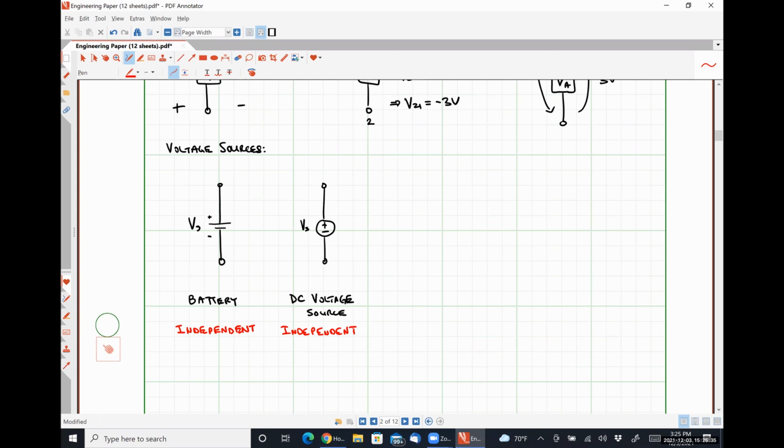Also, two parallel lines to me means we have a capacitor. So this is just a representation that always means DC voltage source, no ambiguity, can't mean something else ever. This is always a DC voltage source. We have another representation.